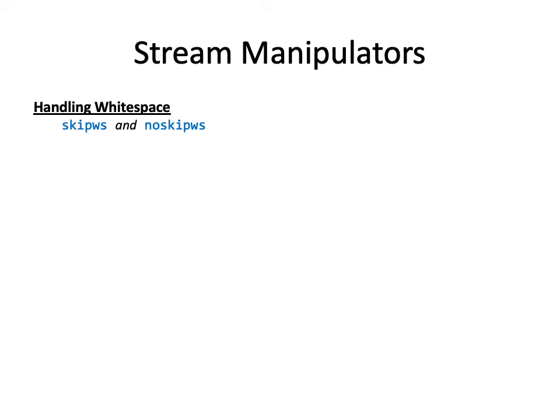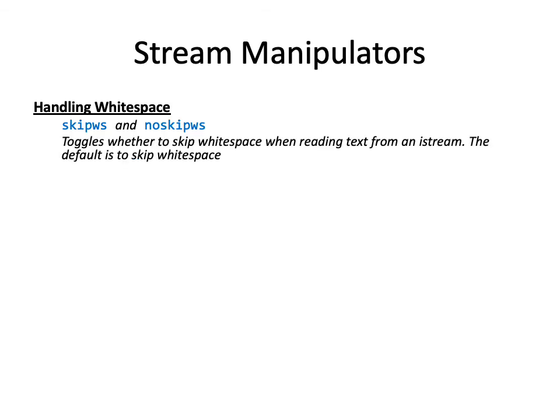So if you're reading in from a file and you want to read an entire line, or you want to read multiple words, you can say skip WS or no skip WS. By default, you skip whitespace, but you can also say don't skip the whitespace. That's part of the string, for instance, that you read in. So again, the default is to skip.